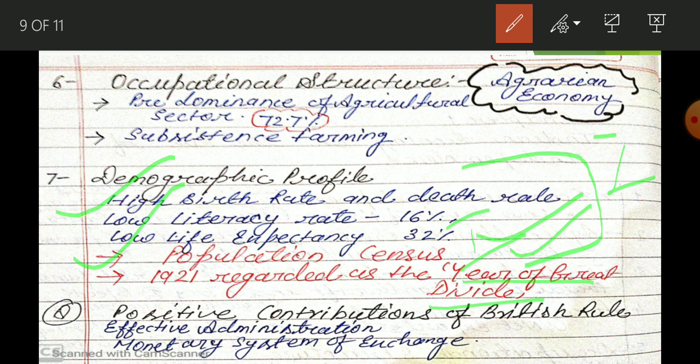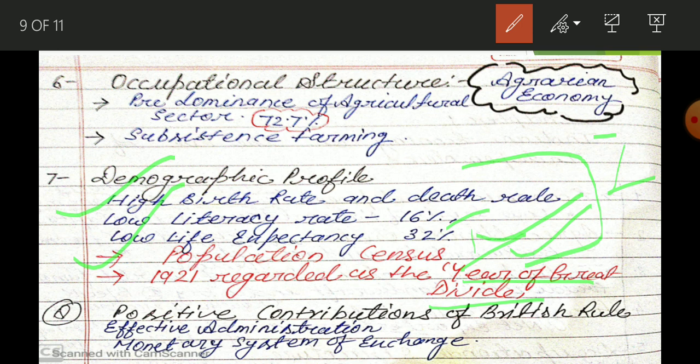And one more important thing: before the British rule we had a barter system. Barter system means commodity for commodity, meaning I have wheat, you have rice. If we are able to fulfill our requirements, then we can exchange goods. So goods for goods, barter system. Before the British rule we had a barter system, there was no use of money, but the Britishers introduced a monetary system of exchange properly. So that is a big contribution.